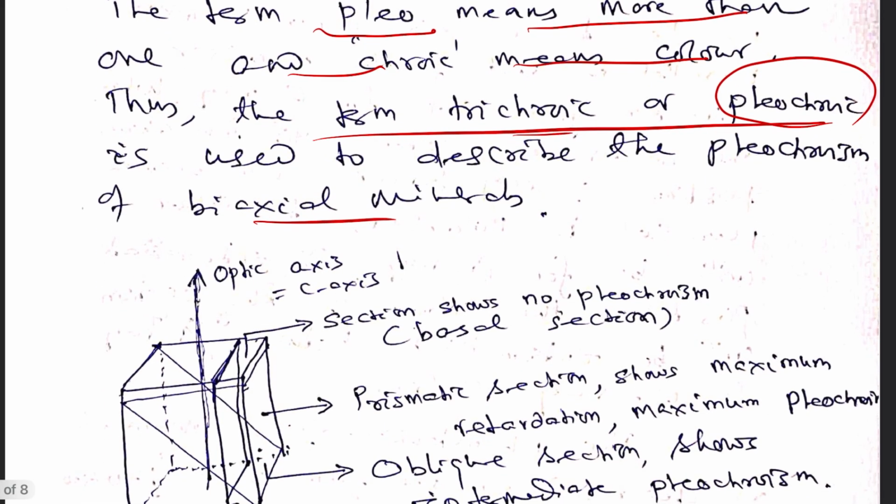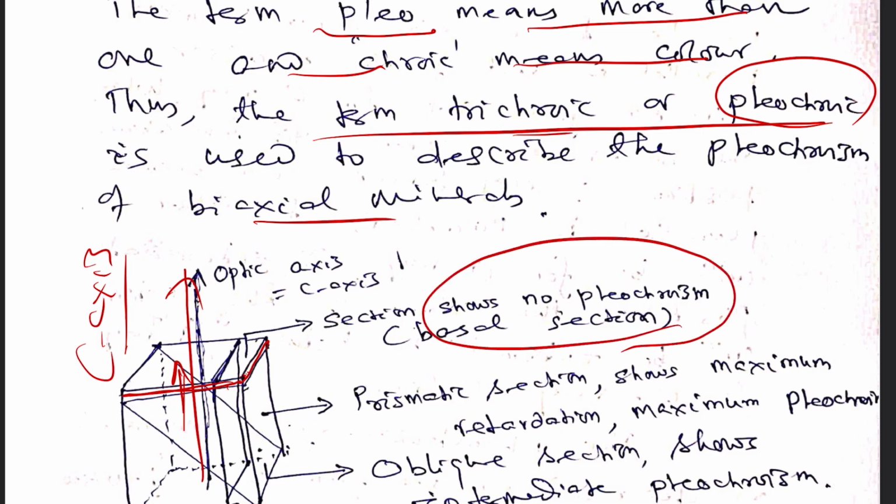So if you take a uniaxial mineral, this is the direction of the optic axis, the C axis. So this is the basal section. This section presents uniform atomic structure, because of which there occurs no double refraction when light enters this plane perpendicularly, and therefore the basal section does not show any pleochroism.